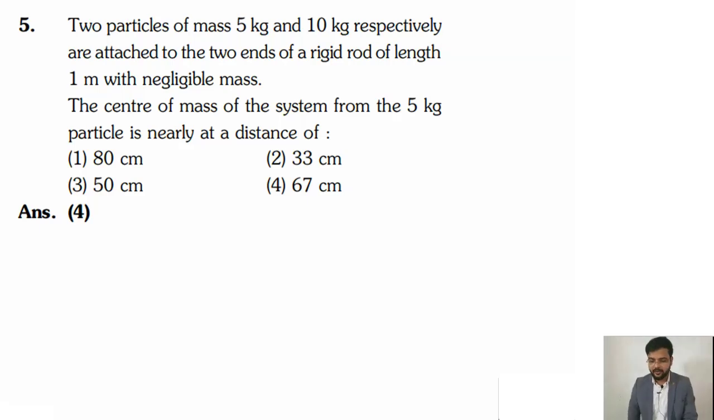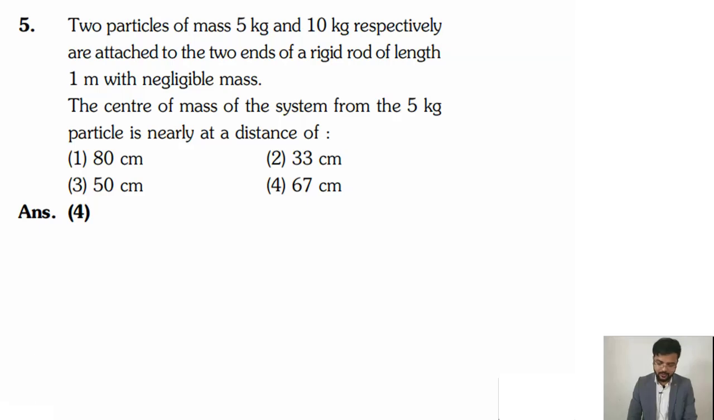Let's see the fifth question. This question is taken from the center of mass chapter. Okay, so here what is happening? Two particles of mass 5 kg and 10 kg respectively are attached to the two ends of a rigid rod of length 1 meter with negligible mass. The center of mass of the system from the 5 kg particle is nearly at a distance of.